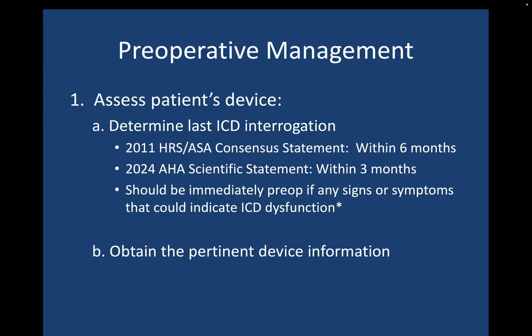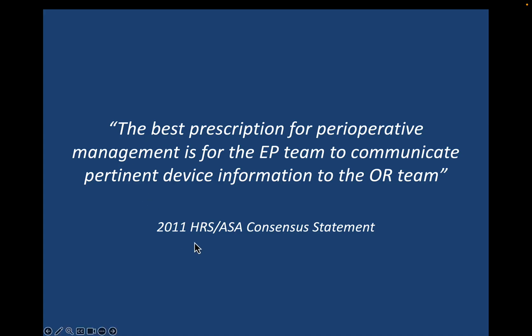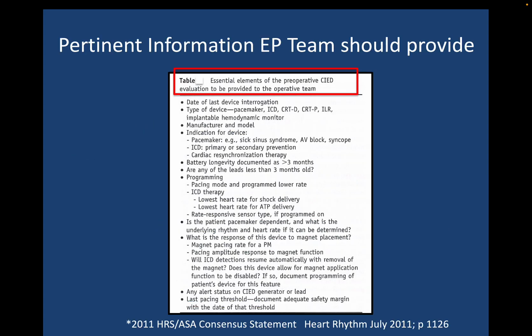The other thing that you want to do in terms of preoperative assessment of the patient's device is obtain the pertinent device information, how it's programmed. And this is directly from the HRS consensus statement. So basically, it's cardiologists, for the most part, telling us as anesthesiologists that the best prescription for perioperative management is for the EP team to communicate pertinent device information to the OR team, i.e. us. What's that information? Well, this table summarizes all the information that the cardiologists think we should get from the patient's cardiologist or electrophysiologist.